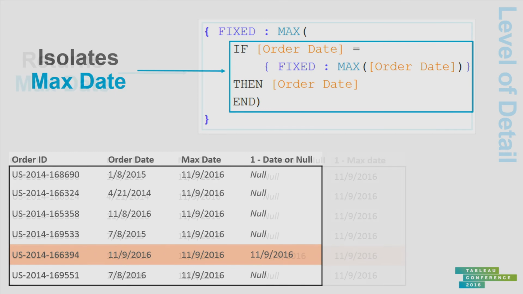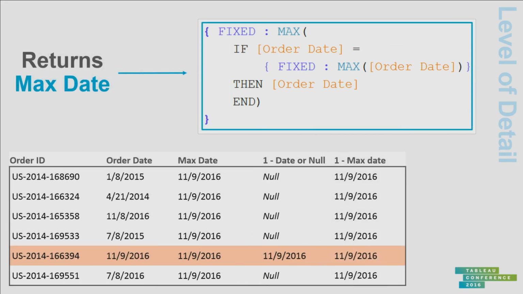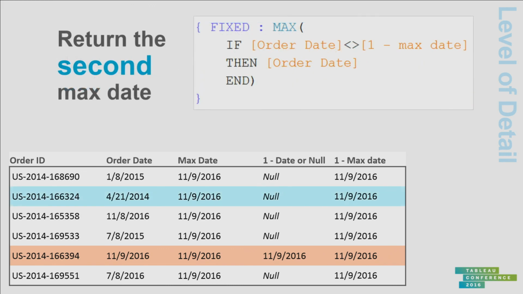And finally, this overall expression returns the same date. We actually only need this part of it because we're comparing it to other expressions. That's kind of a further intricacy here. So now we have our last order date. So we have the maximum date in our data set. So now we want to return the second one, right?